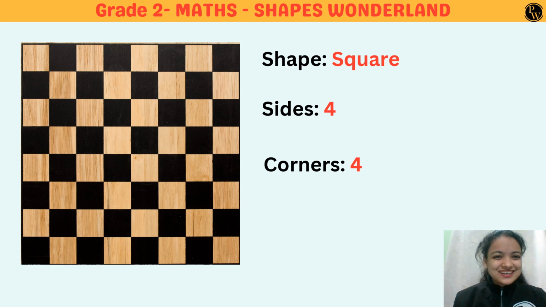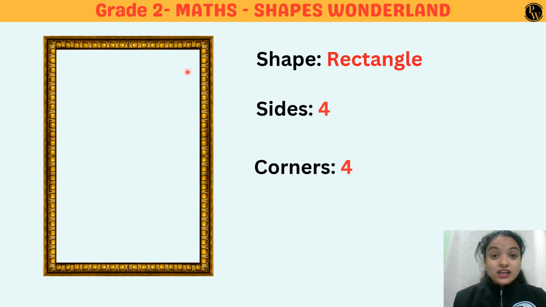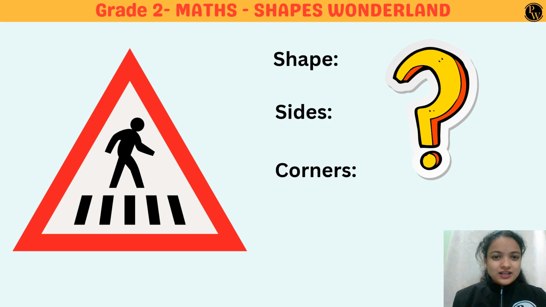That's right. This is a rectangular photo frame. It also has 4 sides and 4 corners. Okay, you can pause the video and count it. Done? Let's move forward then. Now try this. You have to identify the shape of the signboard and also the sides and corners of it. Can you do it?